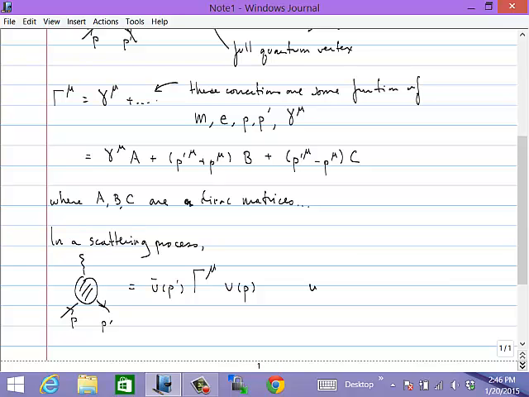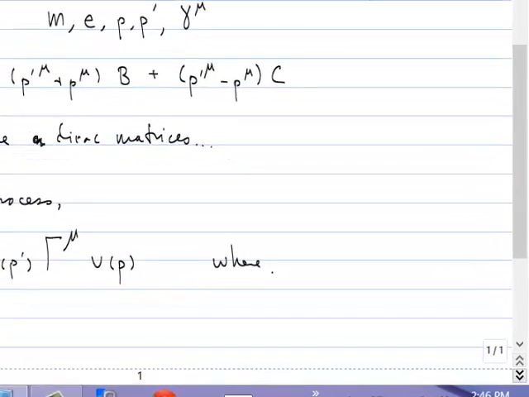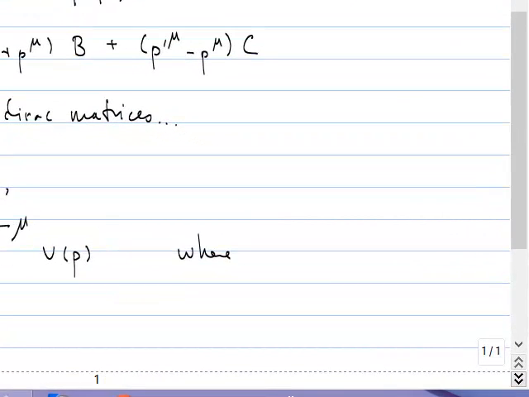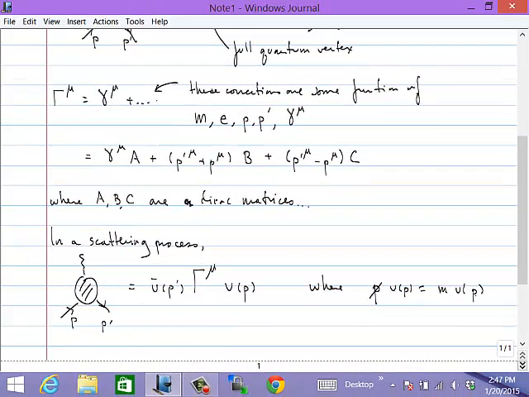And then we can use the fact that these four-component spinors u obey various identities to simplify the form of A, B, and C. So in particular, as you hopefully remember from last semester, u obeys the fact that when you take p slash and act on u, you get m times u. And likewise, if you act on u of p with a p slash from the right, you also get just a factor of m.